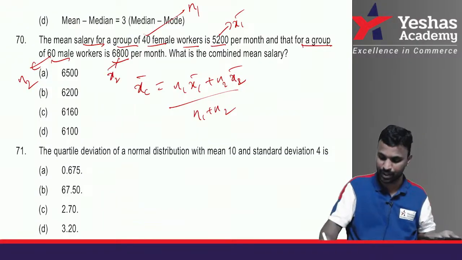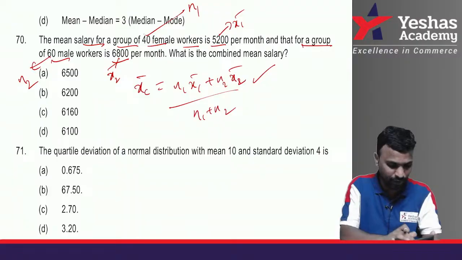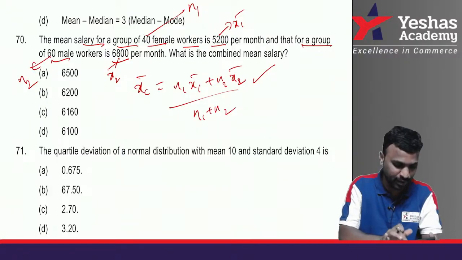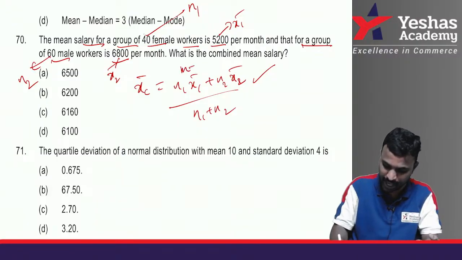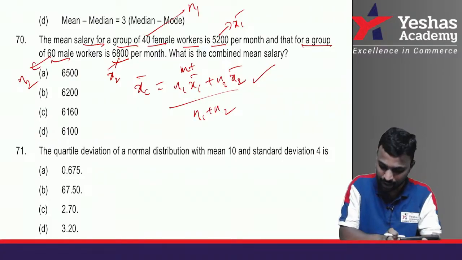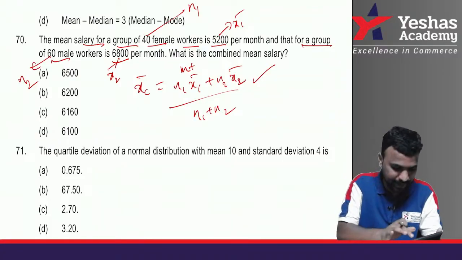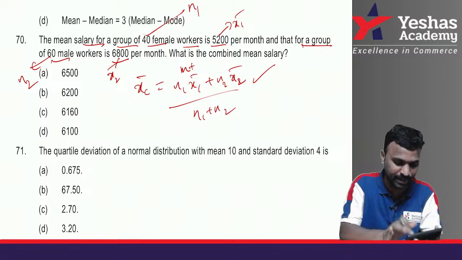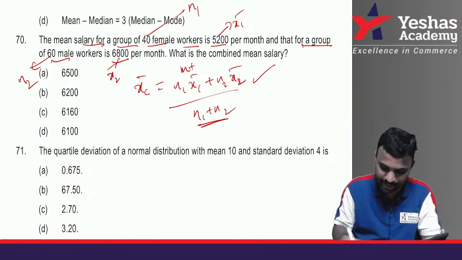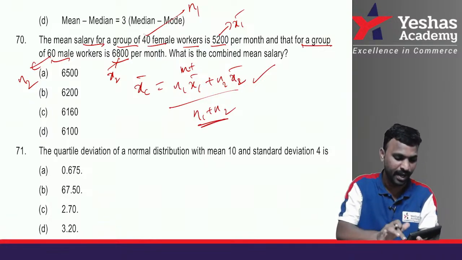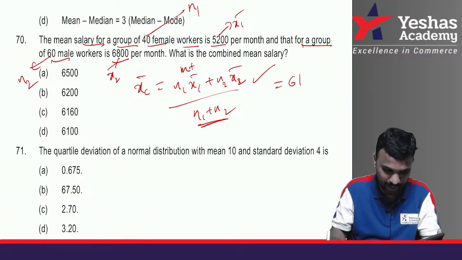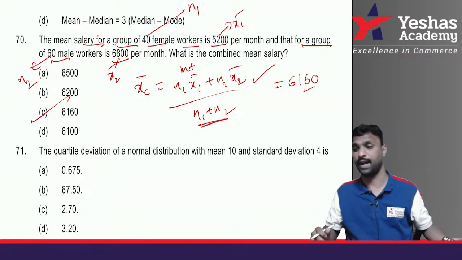Use the memory of your calculator. N1 is 40 into x1 bar is 5,200, M plus to store this. N2 is 60 into x2 bar is 6,800, M plus, MRC, divided by N1 plus N2, which is 60 plus 40, which is 100. The result is 6,160. Option C is the right answer.